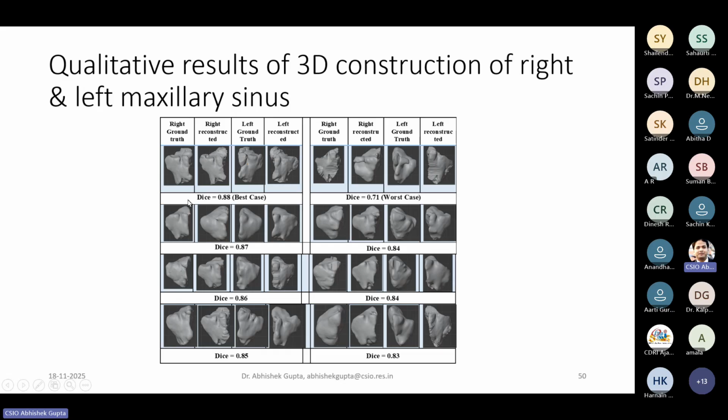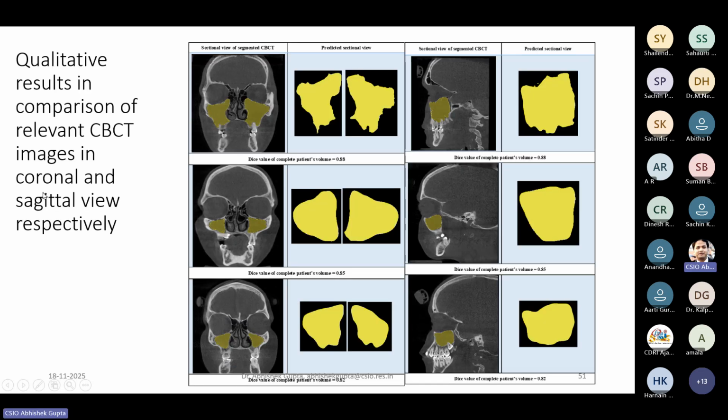However, for quantitative purposes, if you compute, the dice coefficient is 0.88 in the best case, and we got 0.87, 0.86, 0.85 also. We have taken around 30 patients' data, used this algorithm and this procedure, and compiled the results. So this is just a qualitative view of how the results were received, or what kind of results there were. This comparison is with the CT.